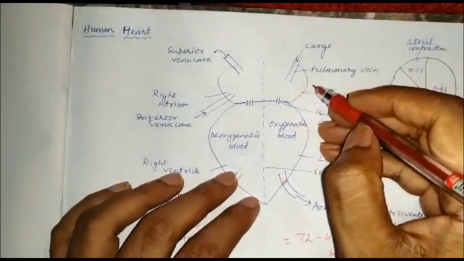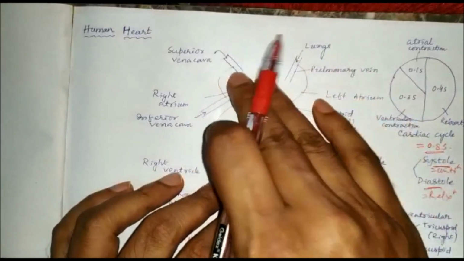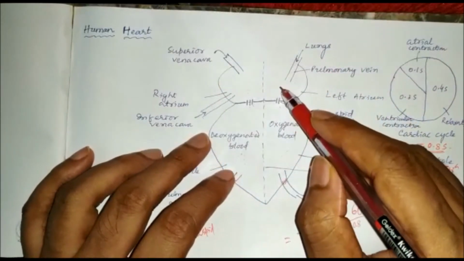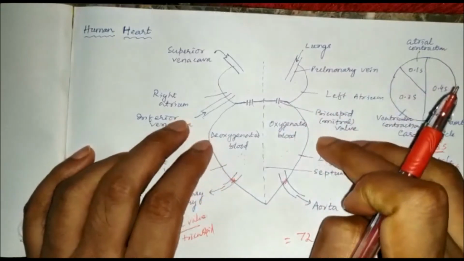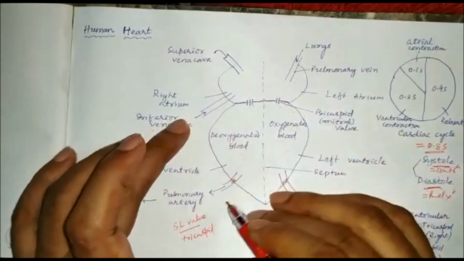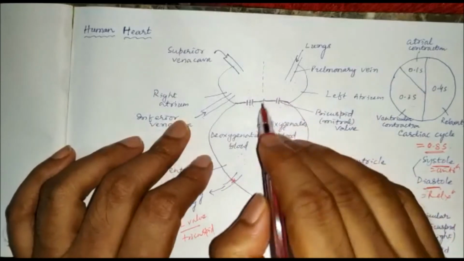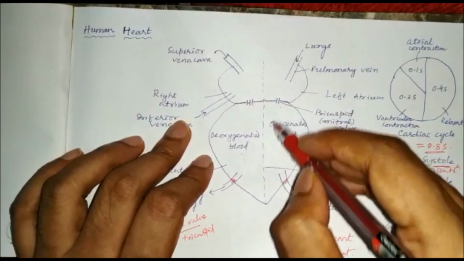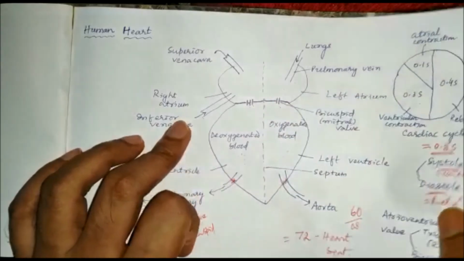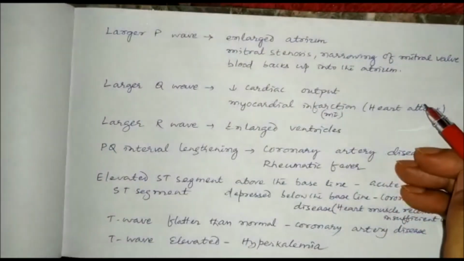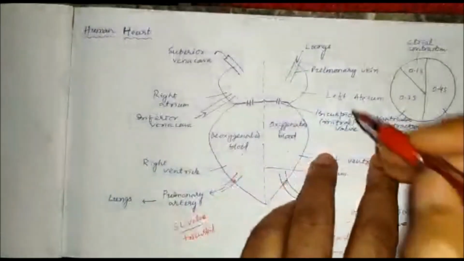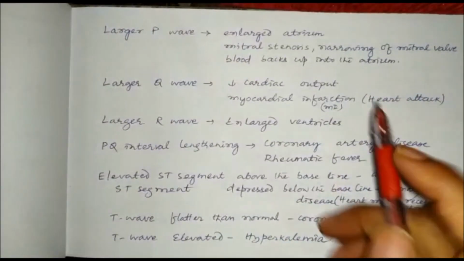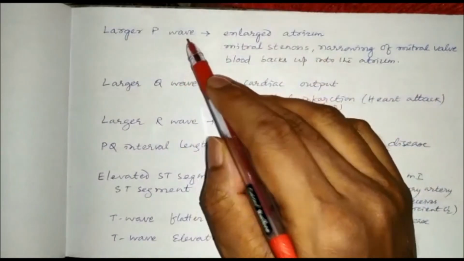So when the atrium contracts, these valves open and blood passes from the atrium to the ventricle, and when the ventricle contracts, these semilunar valves open, whereas these atrioventricular valves close, so that there cannot be backward flow. And when this mitral valve cannot function, that will result in an enlarged atrium and a larger P wave.